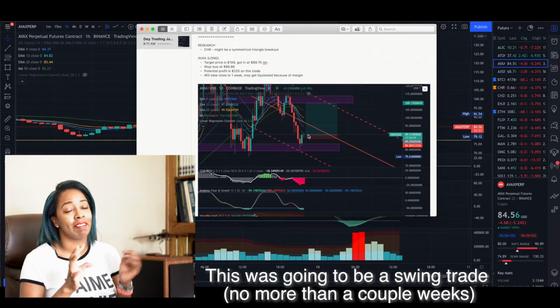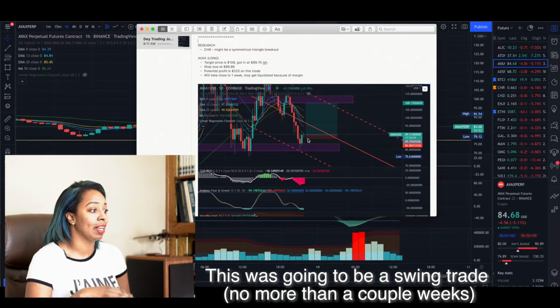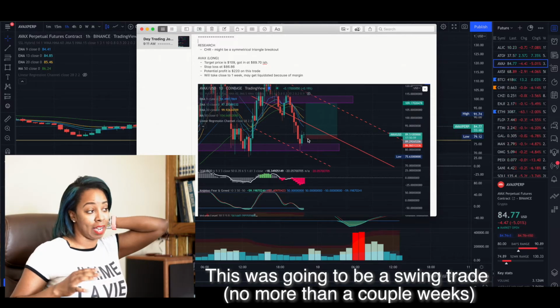You can see right here, this red box that I have, this was pretty much my entry level around 89.51. And this was my stop loss. It was probably about maybe a 2 or 3% stop loss. Now these days, depending on the asset, I have a much tighter stop loss because I don't want to sustain a lot of huge losses.